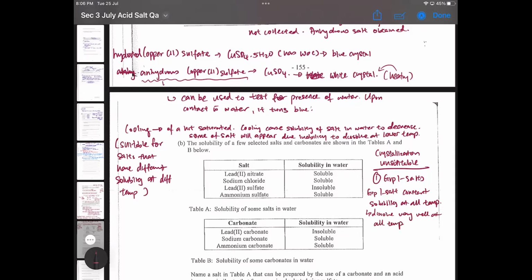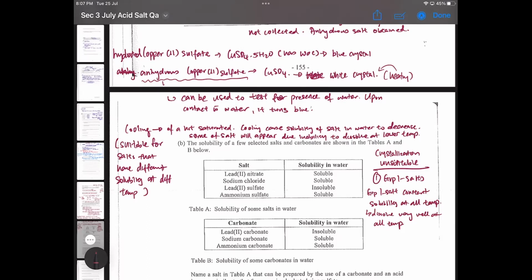And that's why, even if you cool it, will the solubility drop a little? Definitely. Hot water dissolves common sodium chloride table salt better than cold water. Cold water cannot dissolve so much, but the amount that you can dissolve, probably not much difference. The difference is not that great because it is very soluble at all temperatures. So this kind of salt is really not suitable for crystallization, because the crystallization concept is based on the theory that you don't dissolve so well at lower temperature. So normally for group 1 salts, we will avoid doing crystallization.